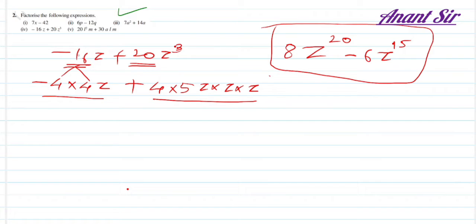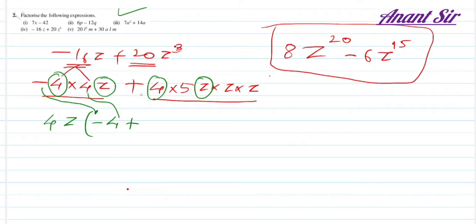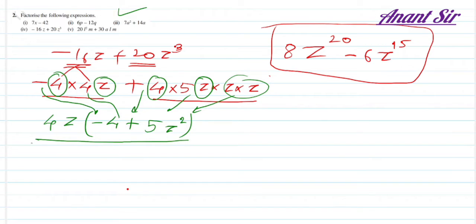So now I am using the table of 4 here, and in the 2 terms, what is common that I can take? Forget about the sign. I can take 4 common and I can take 1 z common. So 4 and z I can take common, then what remains in the bracket is minus 4 plus 5 and then z into z is z square. So this is our answer.